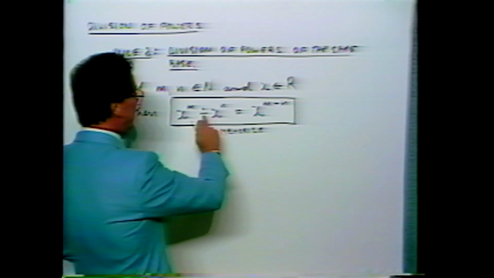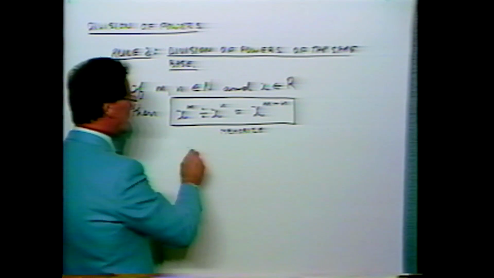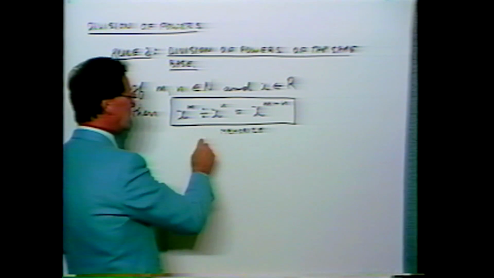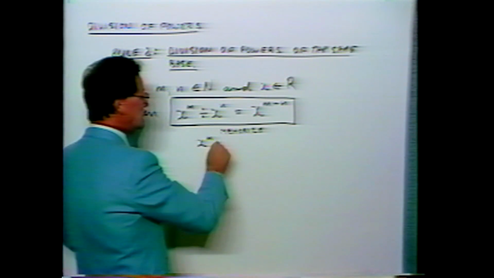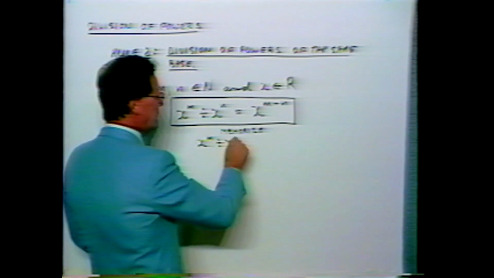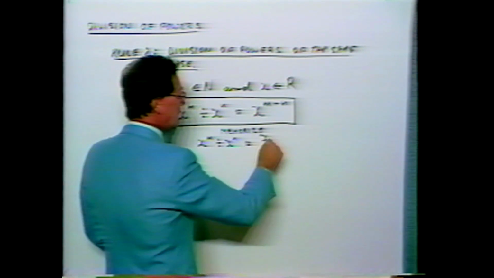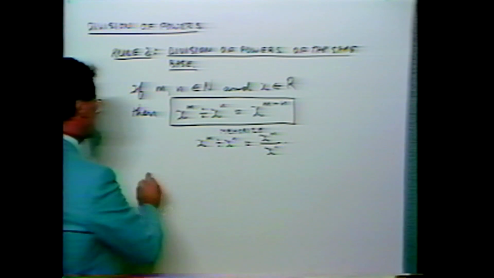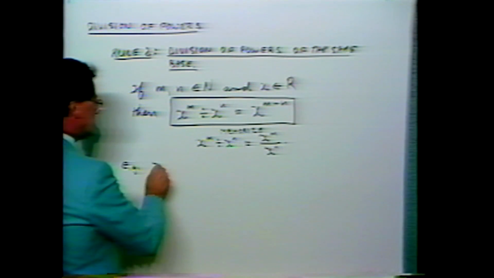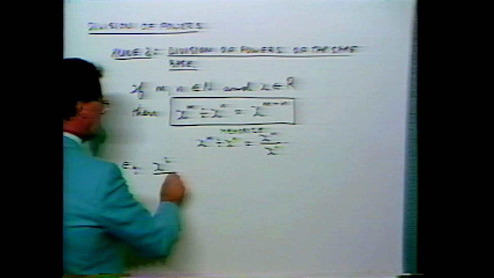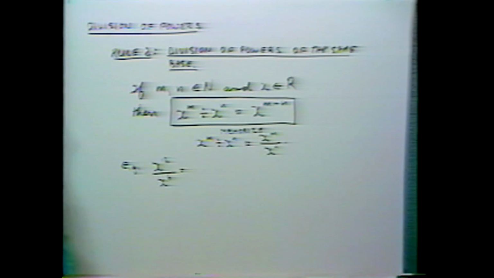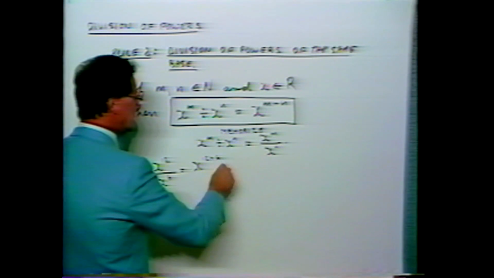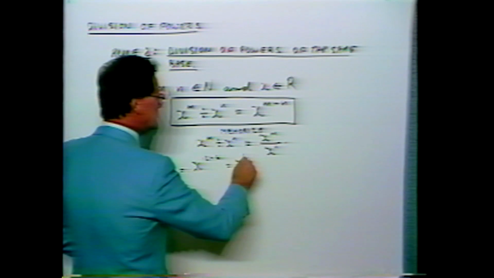Memorize this rule. X to the m divided by x to the n can also be written as a fraction, as I have explained earlier: x to the m upon x to the nth. Here are some examples. Divide x to the 12th by x to the 6th. This is equal to x to the 12th subtract 6, which is equal to x to the 6th.